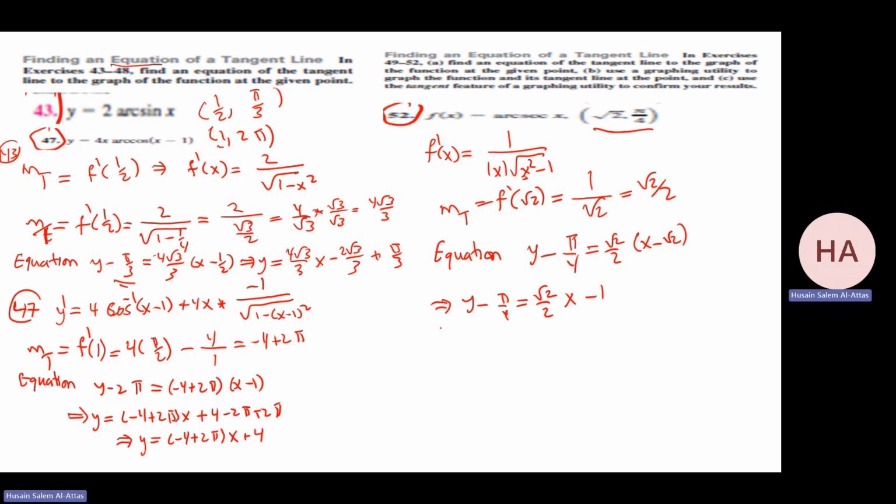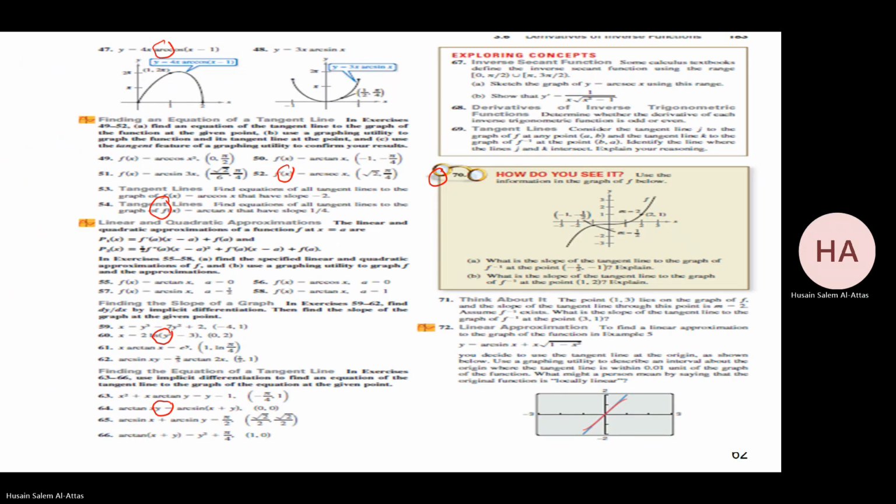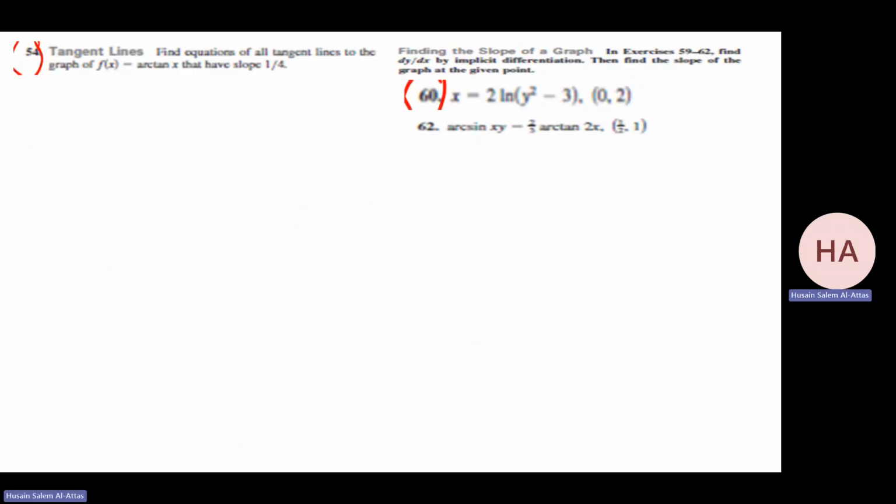So the equation y equals square root 2 over 2 x plus pi over 4 minus 1. Okay. Tangent line. Find the equation of all tangent lines of this function that have slope equal to 1 over 4.